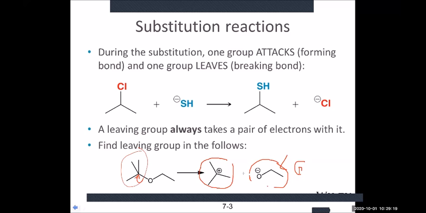If I use a bad analogy, it will be the divorce. If you get a divorce, the one of the two parents that keeps both kids is the leaving group. It's a bad analogy, but the two parts break the bond, and the family breaks apart because of divorce. Then the parent that is keeping the two kids, or keeps the money, that is the leaving group.